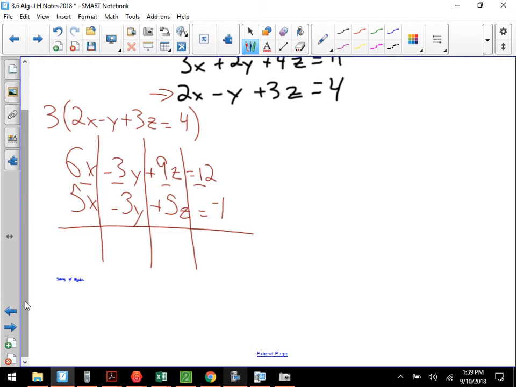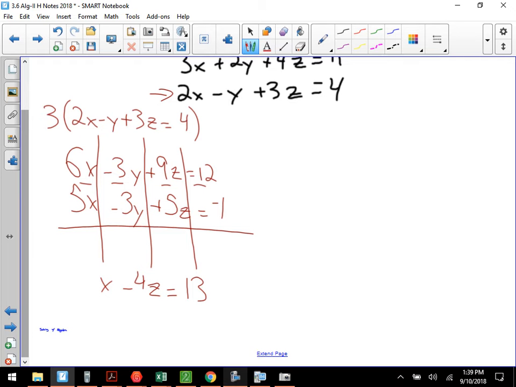Okay. If you have the same coefficient, same sign, you always subtract because negative 3 minus negative 3 is just 0. So you wind up with, what do we get? 2x minus 4z. I was making sure you're paying attention. Good job. And 13, I believe. Okay. That's my first 2 by 2.